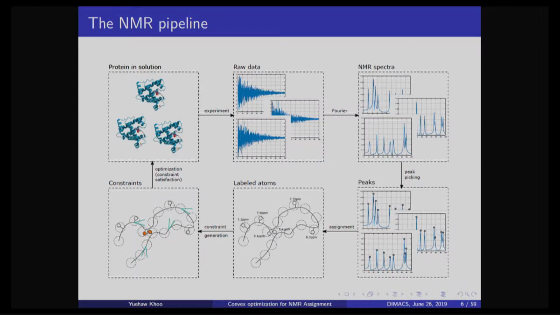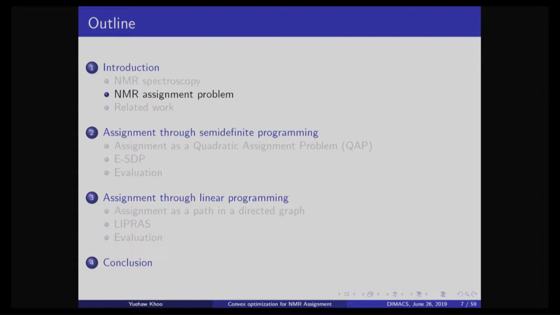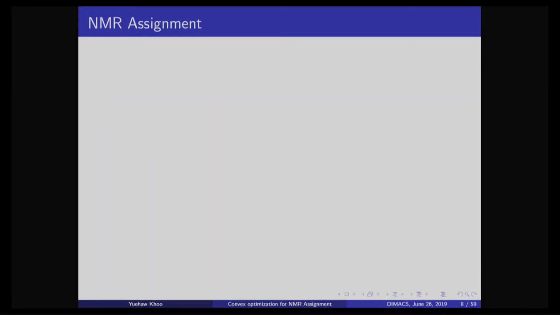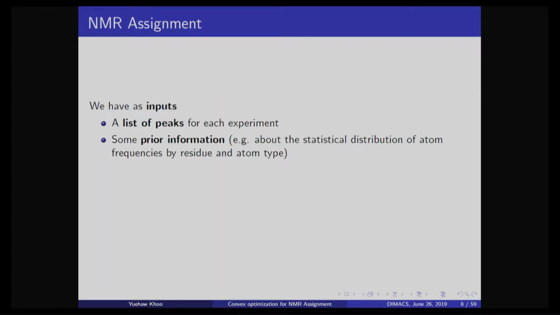Now, okay, all right. Let me go into further details for this NMR assignment problem. Like I said, we have a list of peaks from the experiments. We have done peak picking, we have selected all these resonance peaks. Now we want to start doing assignment.